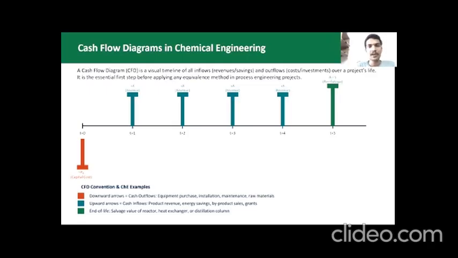Coming to the cash flow diagrams in chemical engineering, before we calculate anything, we must visualize the project through the cash flow diagram. In chemical engineering, we follow a strict convention. A downward arrow represents outflows, and it can be like the initial purchase of a distillation column, as well as a recurring cost like a raw material. And an upward arrow represents our inflows, which include product revenue, energy savings from heat integration, or the salvage value of the equipment at its end of life. The CFD is also the initial and essential step for any process evaluation.